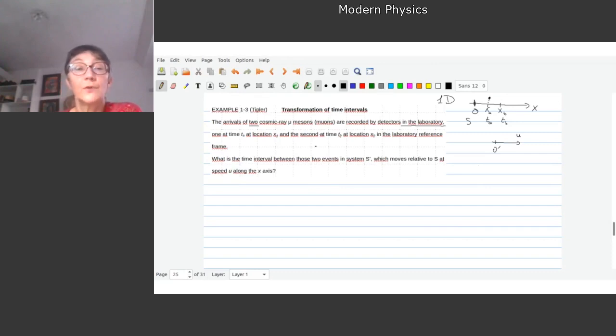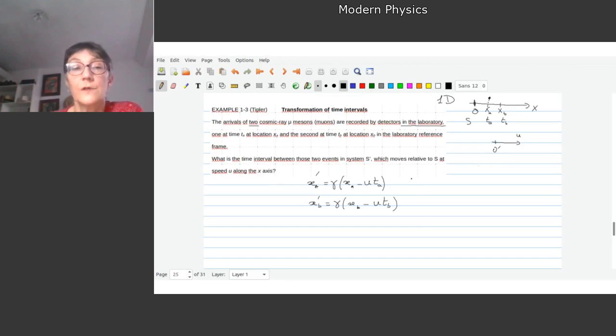Almost 5 o'clock. So this is one example I can record. After that, the solution you can try. This is an example from Tipler. It's very simple. So what you have is x prime a will be gamma times (xa minus u ta), and you have x prime b equal to gamma times (xb minus u tb). This is what you know.